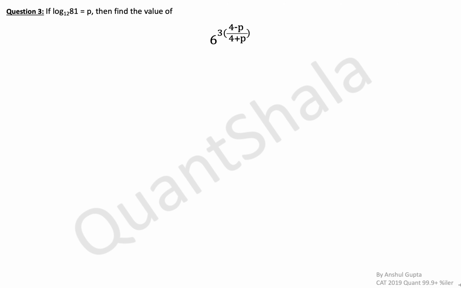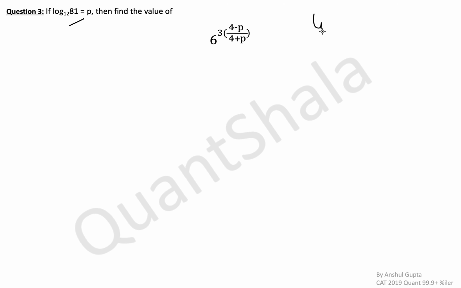Okay, so coming to the third question, this seems like a very easy question. We are given the value of p already, and then we need to do some sort of calculations. This will just, I think, use a lot of log properties. This is also a past year CAT question. So we have (4 minus p) divided by (4 plus p). Let's try to calculate this first. After that, it seems very simple.